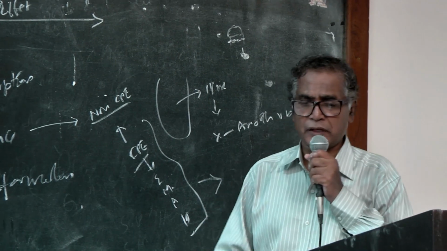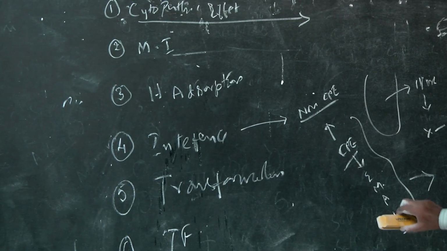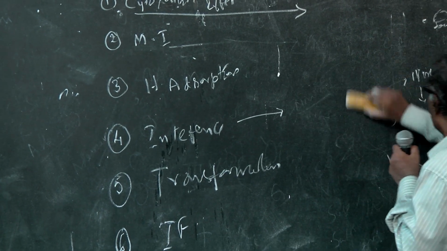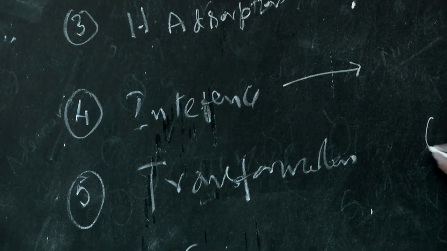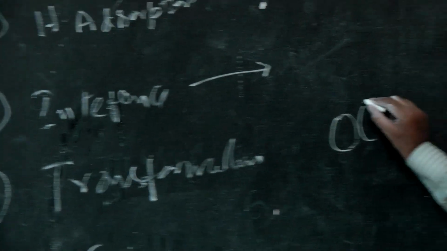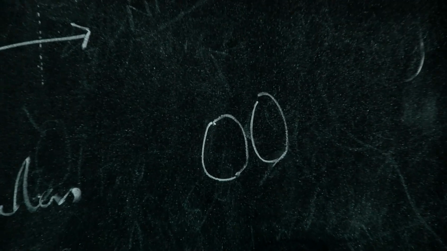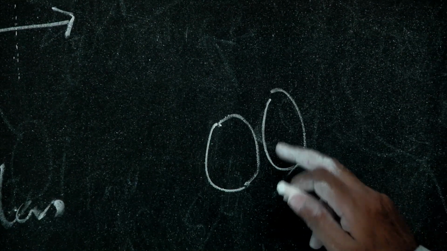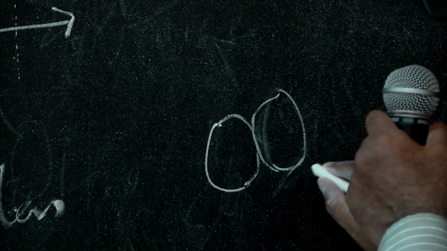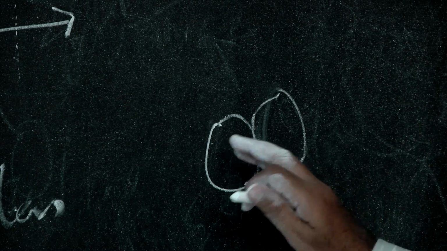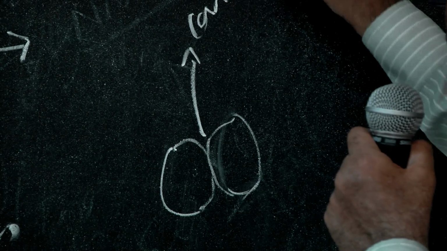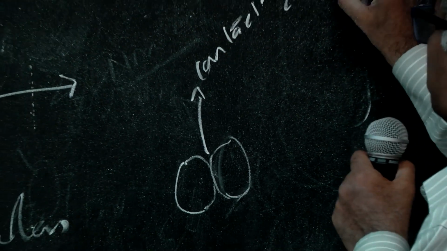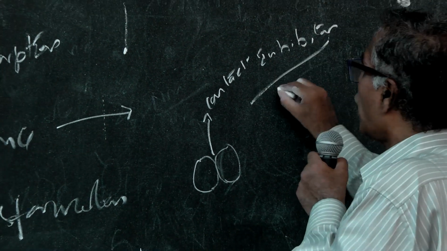Next comes transformation. Normally, what happens? This is a cell; the cell will grow on. If one cell touches another, it will not grow further. That is, there is contact inhibition, which is present in normal cells.